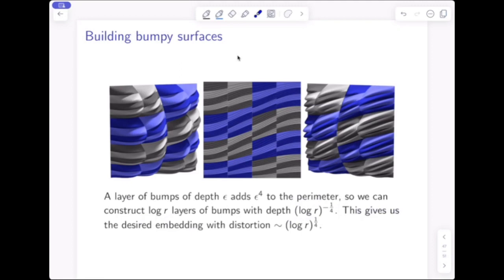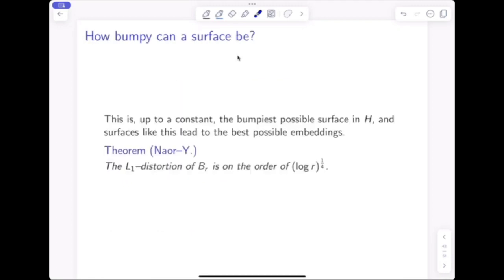This is one of the reasons why there's this difference in the distortion between L1 and L2. In L2, up to a constant, this is the bumpiest possible surface. Surfaces like this lead to the best possible embeddings. And Assaf and I proved that this is in fact optimal, that the L1 distortion of B_R, like I showed on that graph, is on the order of the 4th root of log R.